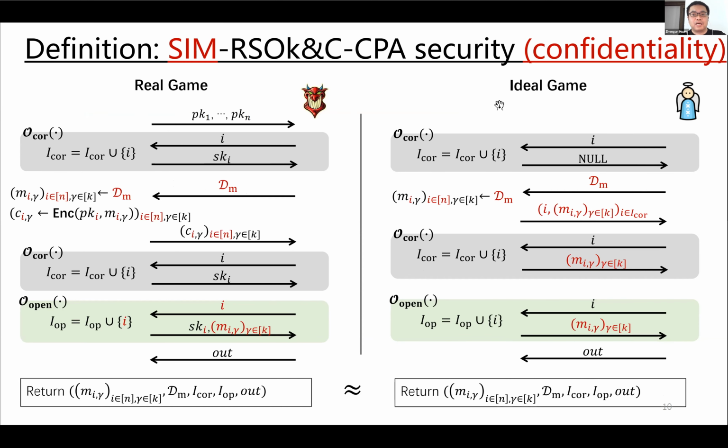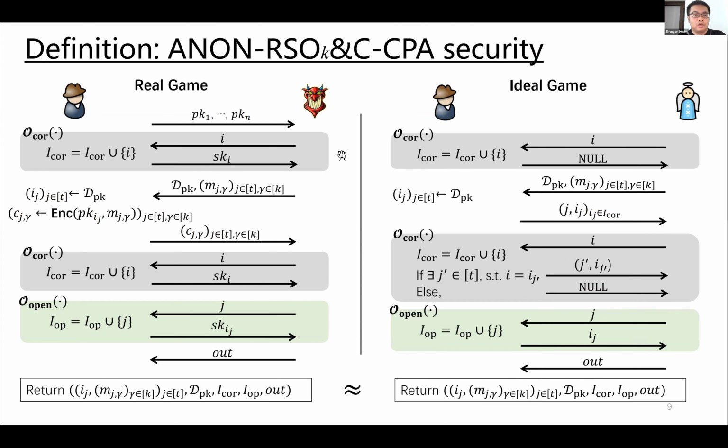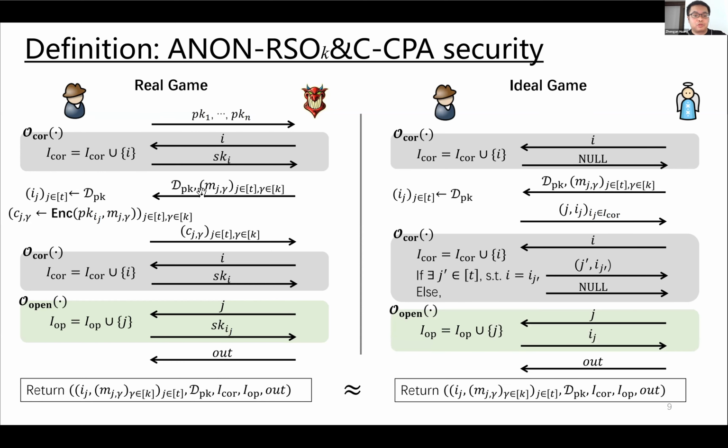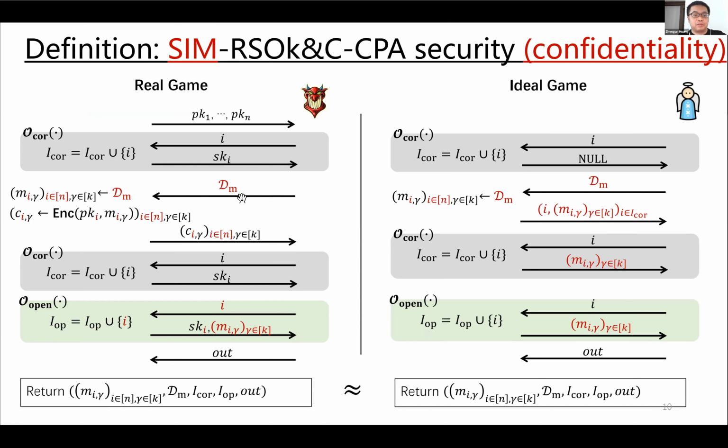Well, confidentiality notions under the same types of corruptions are similarly defined. The main difference here is that we replace the public key distribution with a message distribution, and all the other details are modified accordingly. In this talk, I will only focus on anonymity and skip over the results about confidentiality.